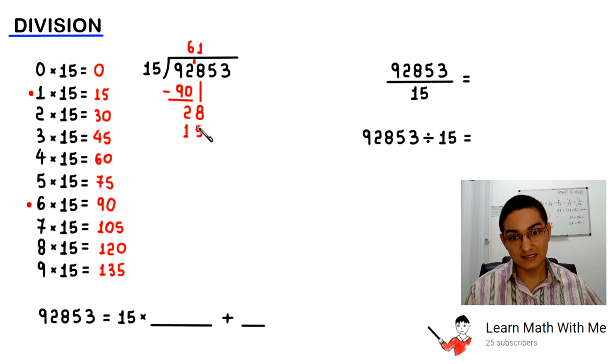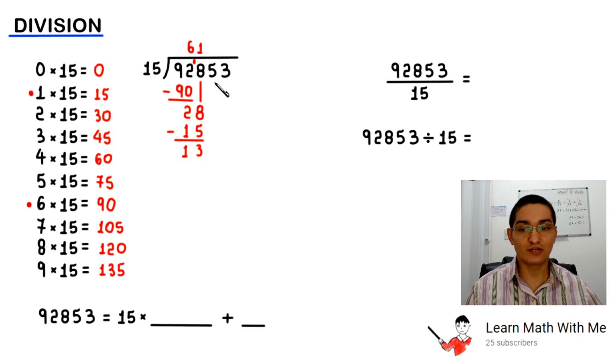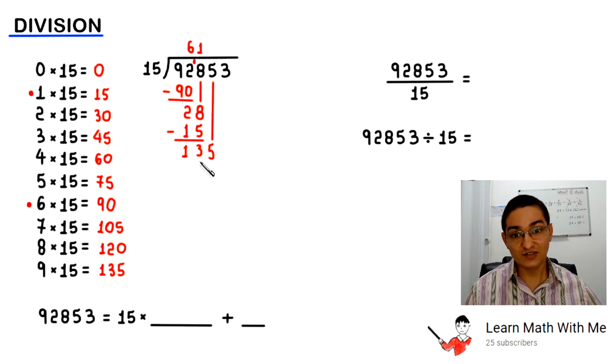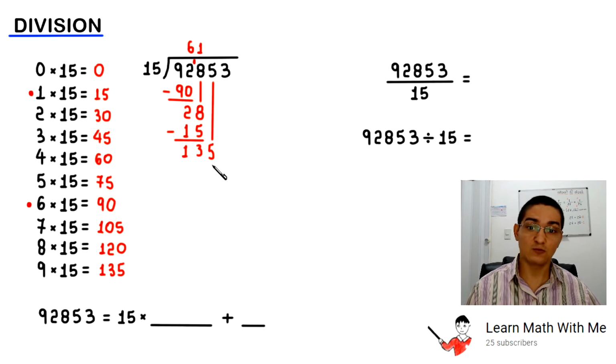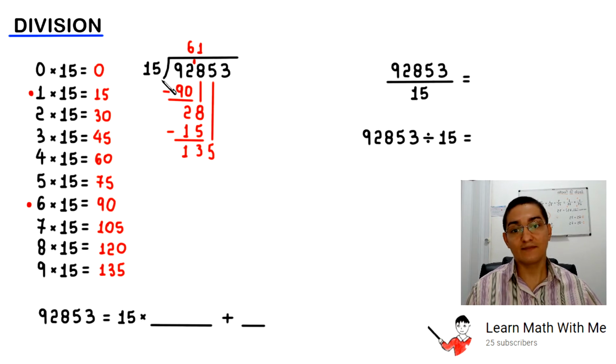That is what I write here. And now we subtract. This subtraction is very easy. 8 minus 5 equals 3. 2 minus 1 equals 1. 28 minus 15 equals 13. After a subtraction, we bring down the next digit. And by doing so, what do we find here? We find now 135. And then we ask the question, how many times does 15 go into 135?